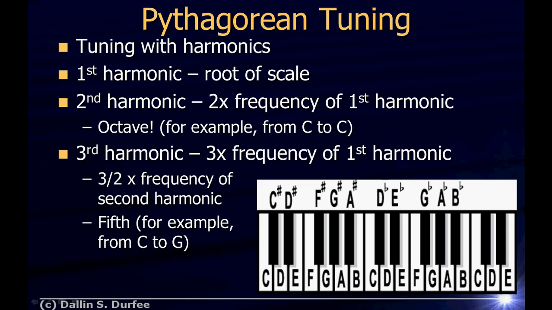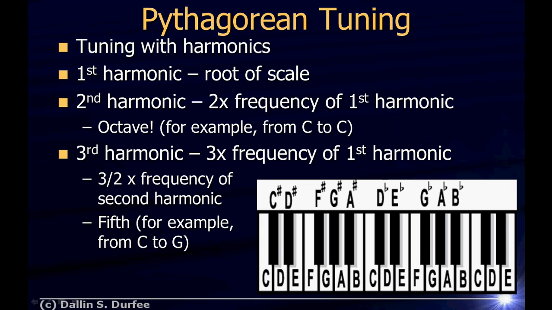The other harmonic we're going to use is the third harmonic. The third harmonic has a frequency which is 3 times the fundamental, which means it's 3/2 times higher than the second harmonic. And it turns out a factor of 3/2 sounds like a fifth to you and me. For example, going from a C to a G, 7 half steps.